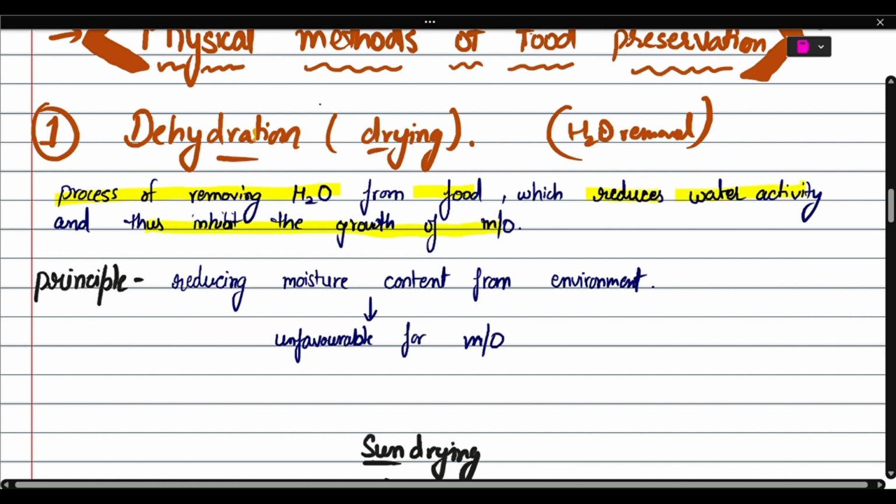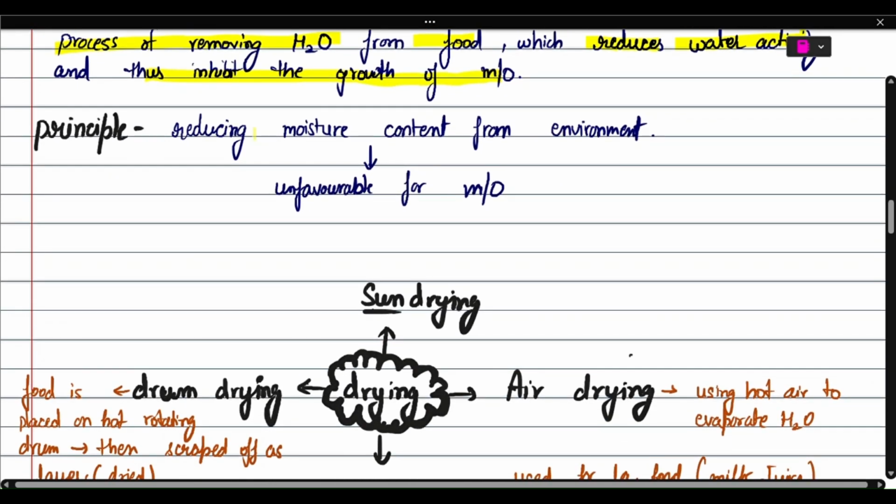Now, the principle behind drying is that by reducing the moisture content from the environment or from the food, we create an unfavorable condition for microorganisms. So microorganisms will not grow.